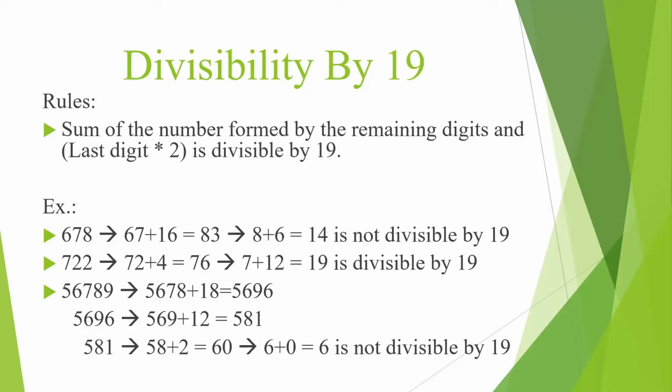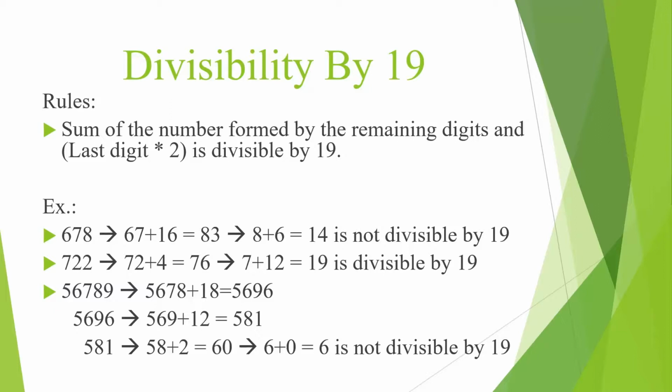Let us consider another example, 722. Ignore the last digit, we will get 72. Last digit into 2, that is 2 into 2 equal to 4. 72 plus 4 equal to 76. This is also a bigger number, let us reduce it further. Ignore the last digit, we will get 7 plus last digit into 2. 6 into 2 equal to 12. 7 plus 12 equal to 19. 19 is divisible by 19. So the number 722 is also divisible by 19.